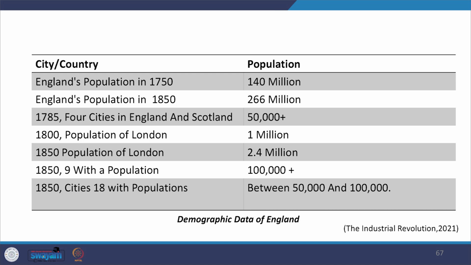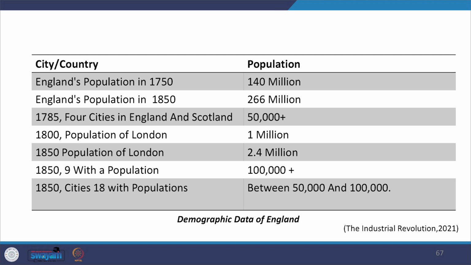Not only did England's population increase between 1750, which was 140 million, and 1850, which was 266 million, the location of that population changed significantly. In 1785, 4 cities in England and Scotland had a population of more than 50,000, and the population of London in 1800 was about 1 million. By 1850, London's population had reached almost 2.4 million, and there were 9 cities with a population in excess of 1 lakh and 18 with population between 50,000 and 1 lakh.